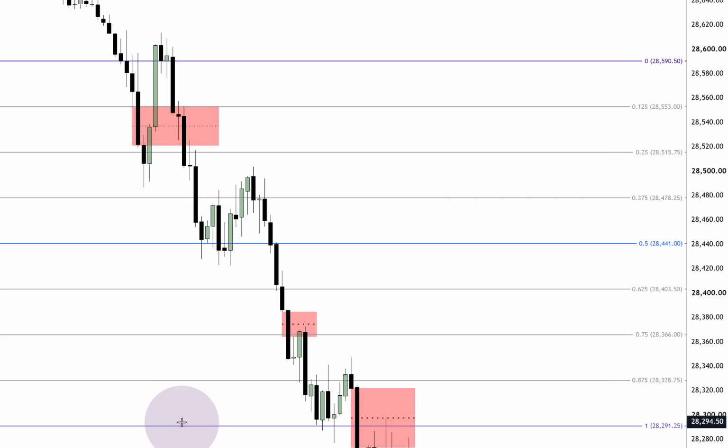You don't even need to confer with the daily buy side imbalance, sell side inefficiency, or suspension block that I've been referring to for the last week or so.